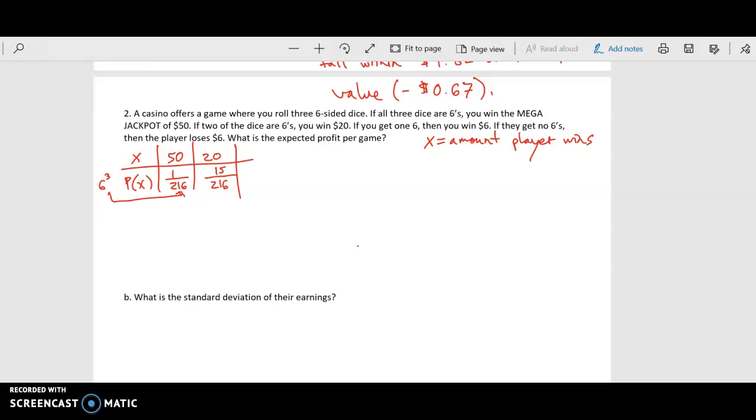What about singles? Well, for a single 6, we're going to win $6. Well, here, let's write this out. The probability that X is 50 is the probability of rolling 3 6s, which is 1/6 cubed. Okay? That's where our 1 over 216 comes from.